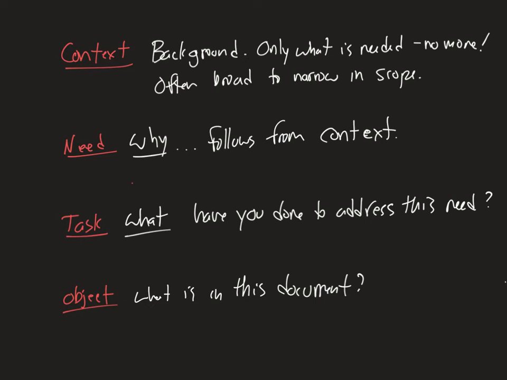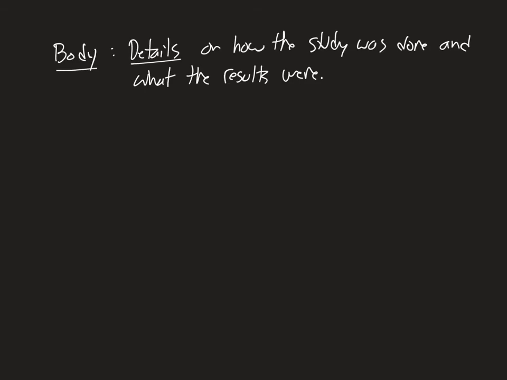So the next section of the paper is the body. So the body includes all the details of how the study is done and what the results were. So just notice the keyword detail. So now we're starting to get into the detail of specifically what this study was about. In the introduction, we talked about why we're doing it, and now we're going to go very detailed about what the study was and what the results actually were.